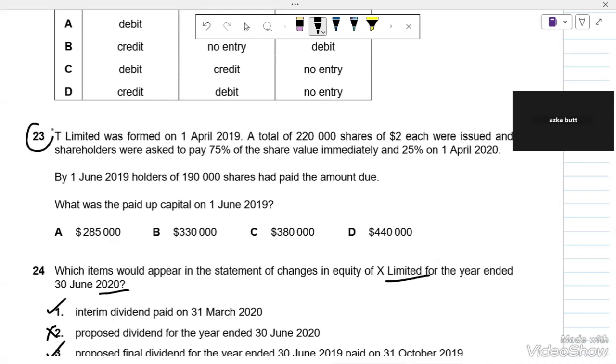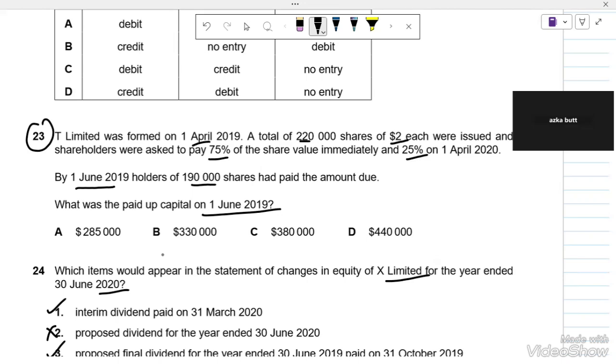Okay, so question number 23. T Limited was formed on 1st April 2019. A total of 220,000 shares at $2 each were issued, and shareholders were asked to pay 75% of the share value immediately and 25% on 1st April 2020. By 1st June 2019, holders of 190,000 shares had paid the amount due. What was the paid up capital on 1st June 2019?